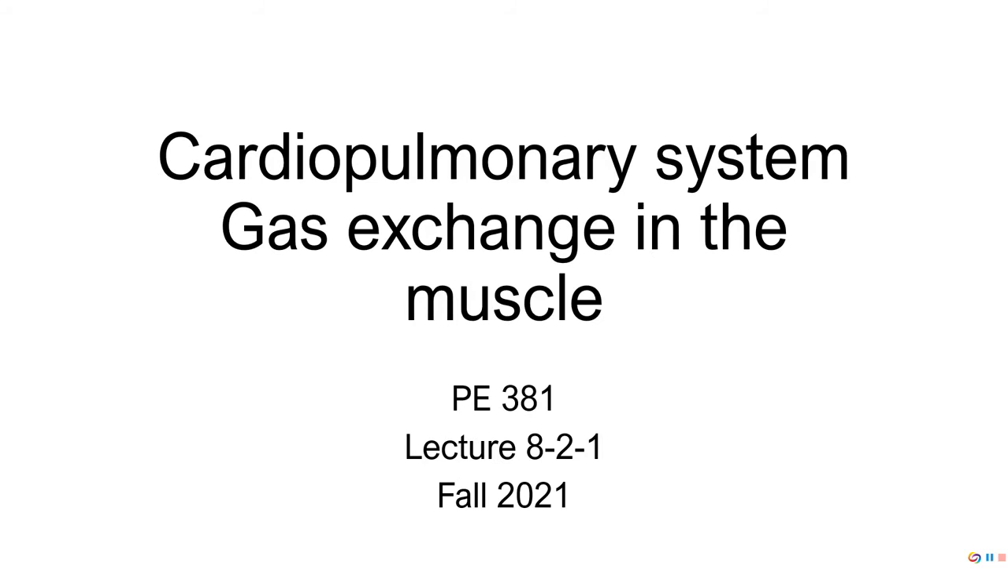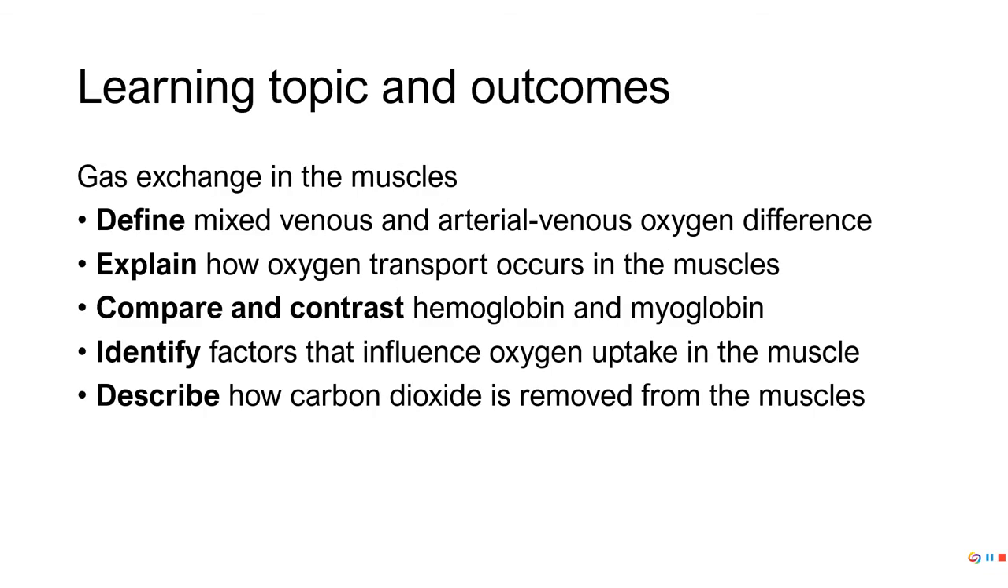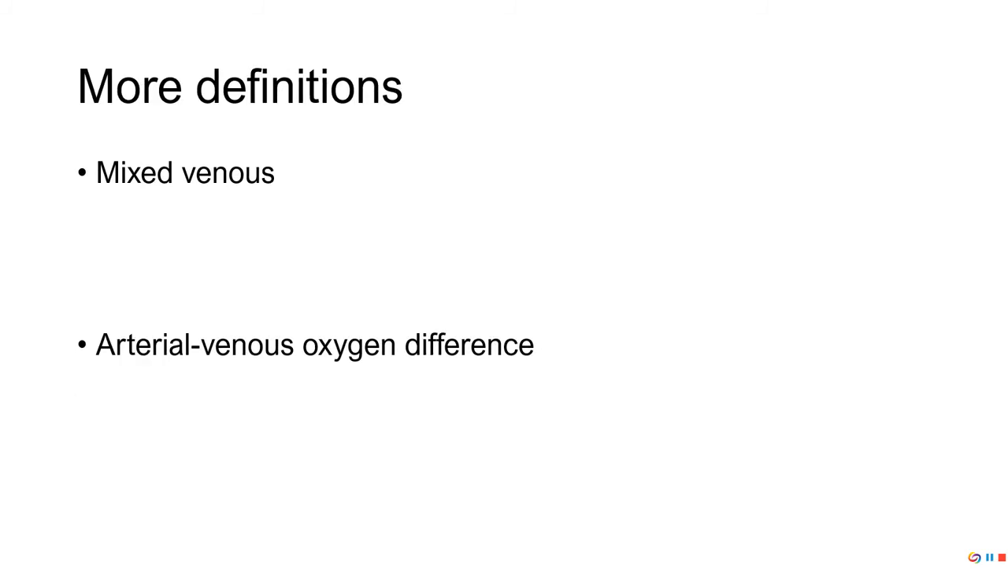Okay, so we're going to start the second half of the cardiopulmonary unit. Remember, there's 6 days that we're doing this, so this is day 4, by talking about gas exchange in the muscle. So we've got 5 outcomes that we're trying to get through here. And so we're going to start off with definitions. So to start off, we've got mixed venous and we've got arterial-venous oxygen difference.